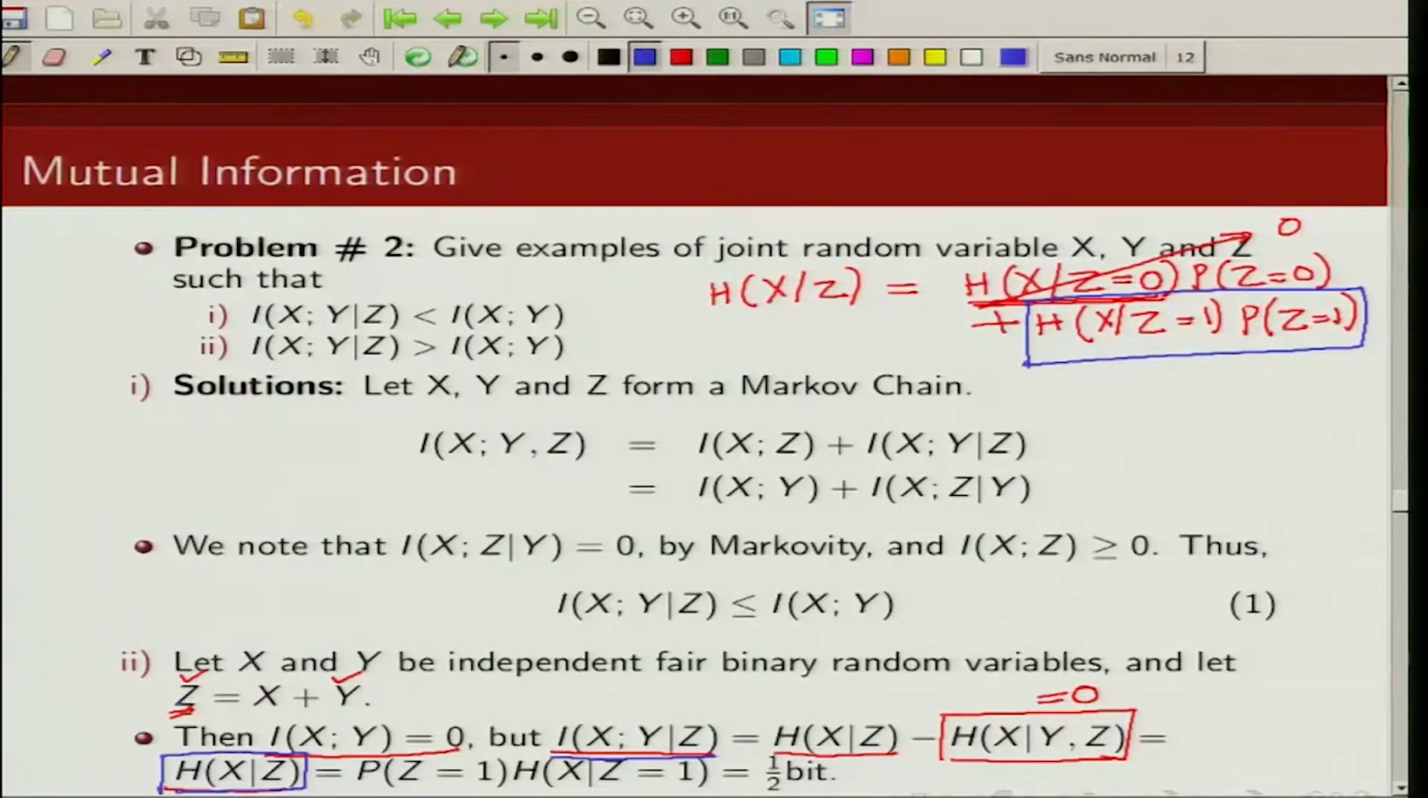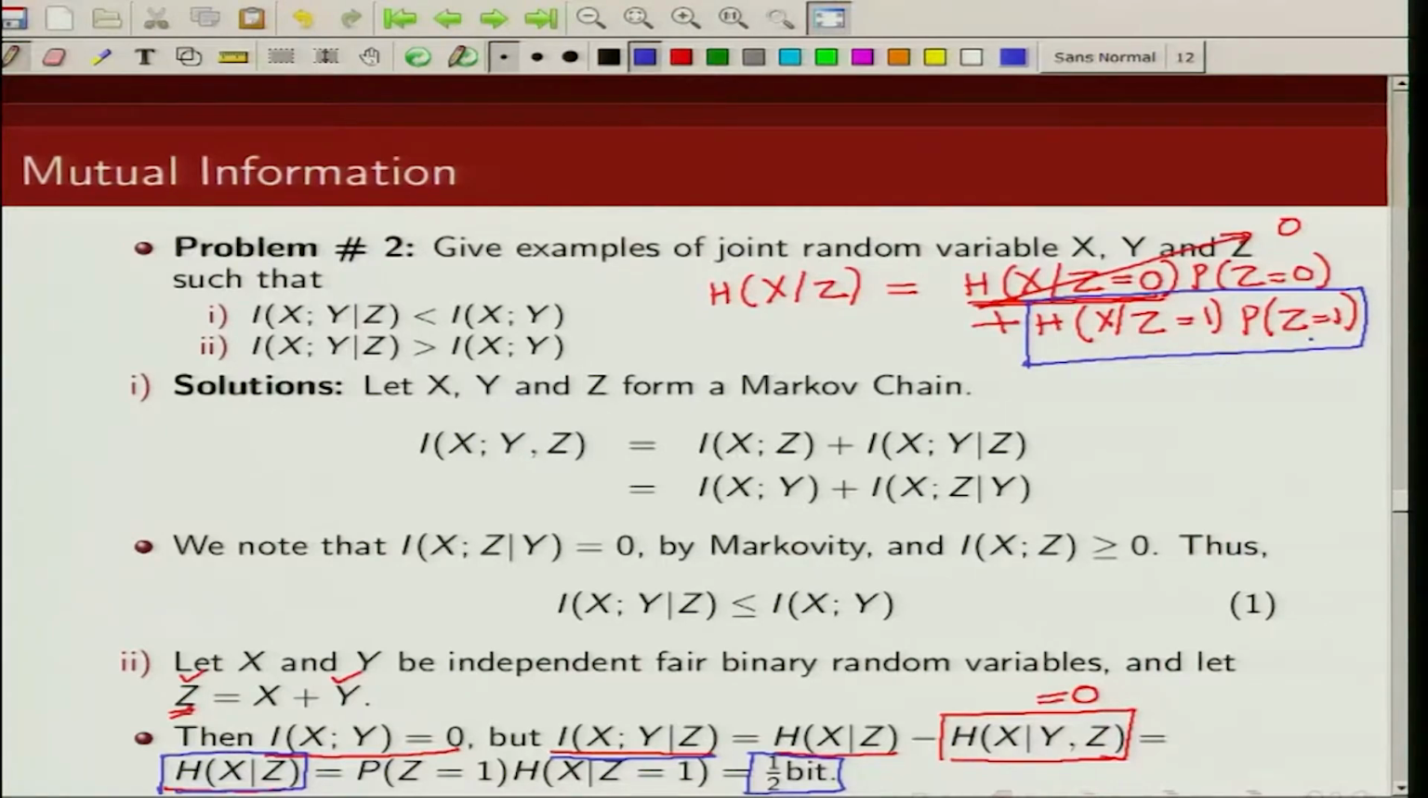So the uncertainty in x given z equal to 1 is h of half, which is 1, multiplied by the probability of z equal to 1, and this gives us 0.5. So the mutual information between x and y given z is equal to the uncertainty in x given z, which is the uncertainty in x given z equal to 1 times the probability of z equal to 1, and this we have shown is equal to 0.5 bits.